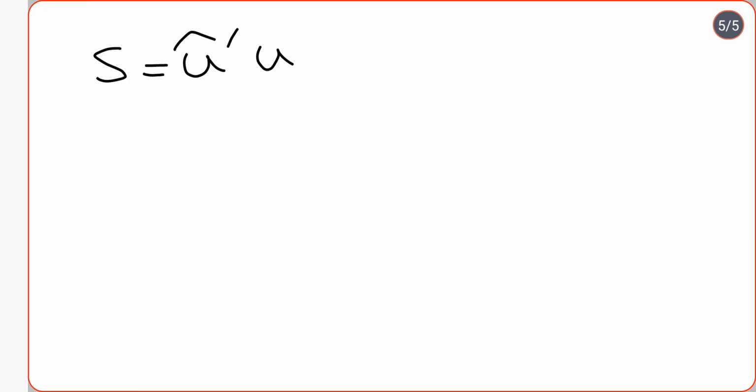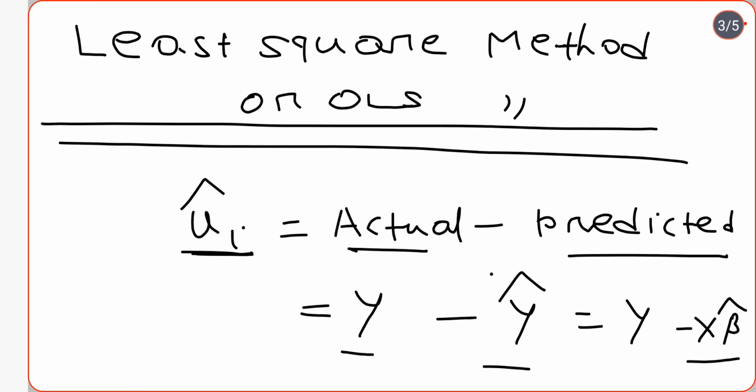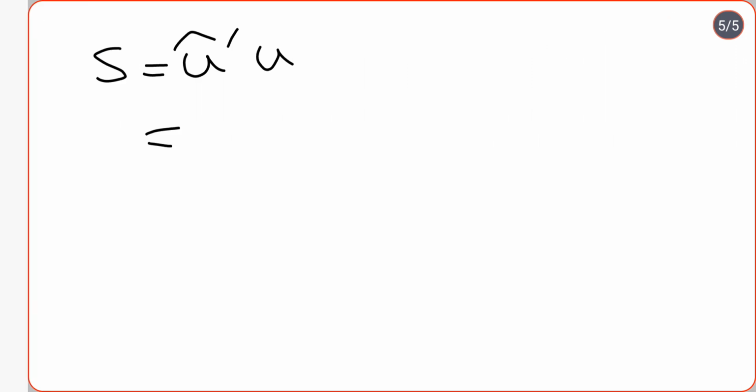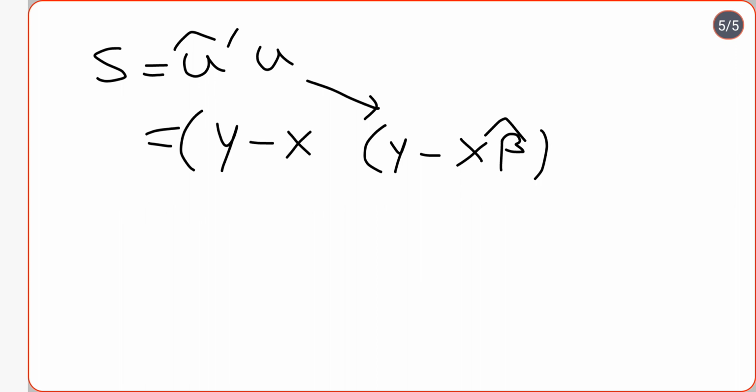Now s equals u hat prime into u hat. If you see my previous point, u hat is nothing but y minus x beta hat. So in place of u hat I may write y minus x beta hat, and in place of u hat dash I may write y minus x beta hat, and to it I have to add a prime, because there was a prime on the u hat.